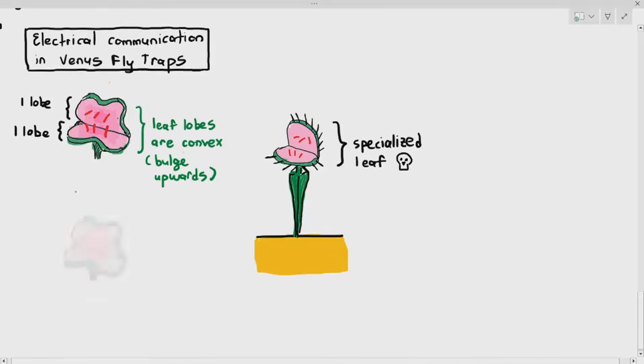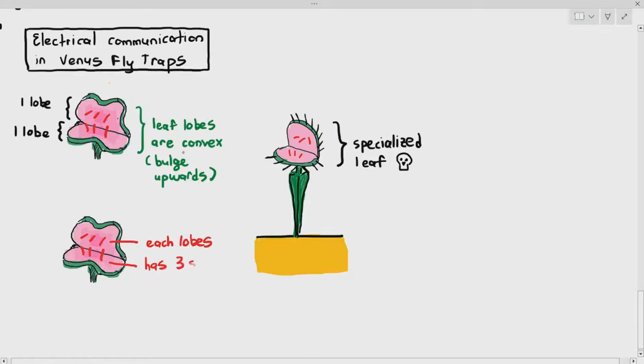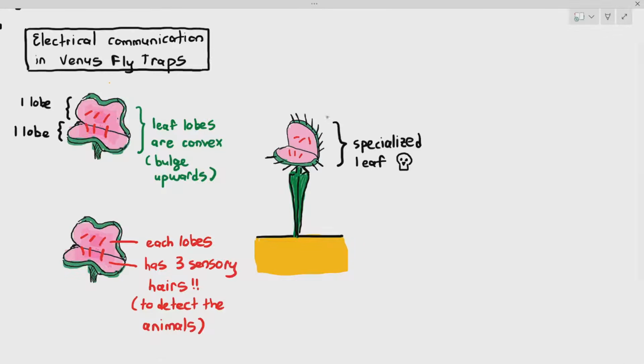Now, another thing that we also have to know is each lobe at that pinkish area has 3 sensory hairs. And what's the function of the sensory hairs? The sensory hairs are to detect the animals or the insects that land on the lobe. And I will explain that further in detail.